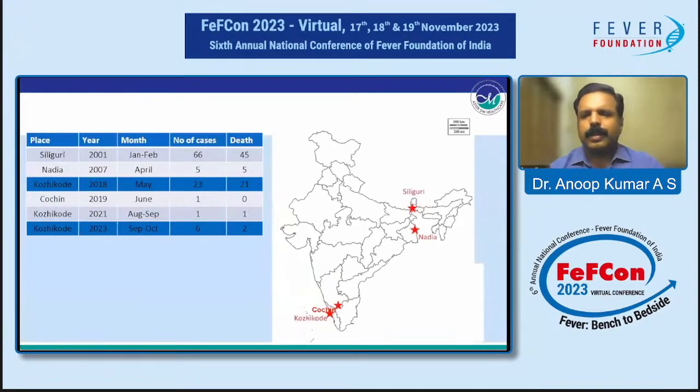Now coming to the topic of my interest, that is Nipah. As you are well aware, there are almost 6 outbreaks that happened in India so far. Initially, we had 2001 and 2007. Then in 2018 for the first time we reported from South India. Then in 2019, one case was reported from our own hospital in Cochin. Then in Aster MIMS only, a 2021 case was reported. And this year also we have reported cases.